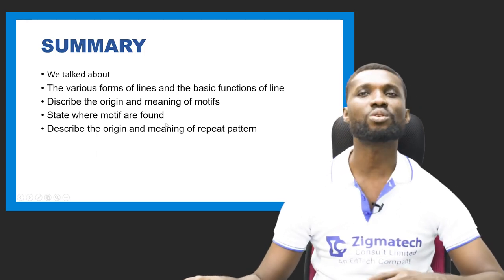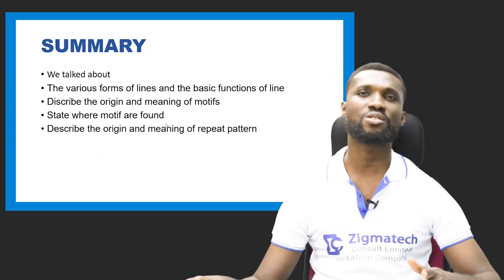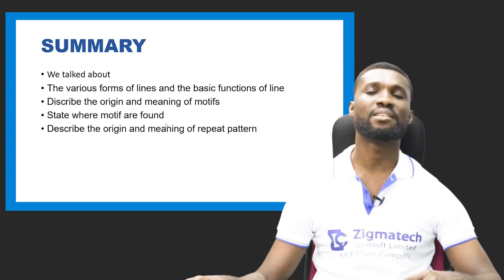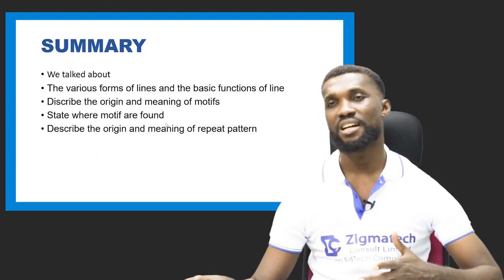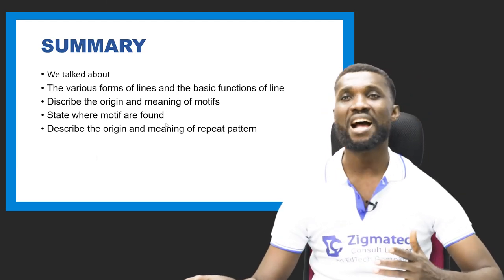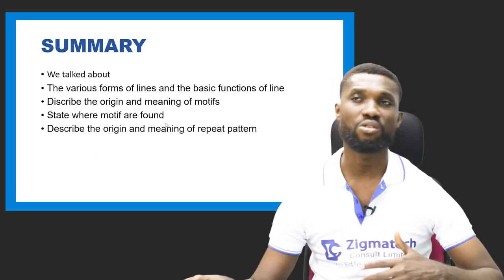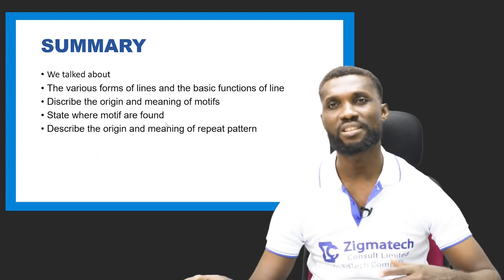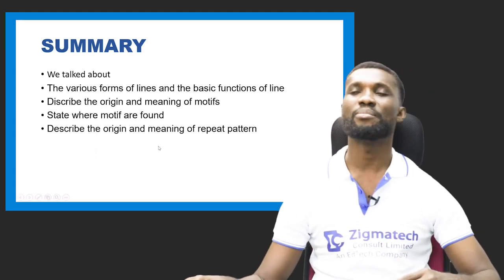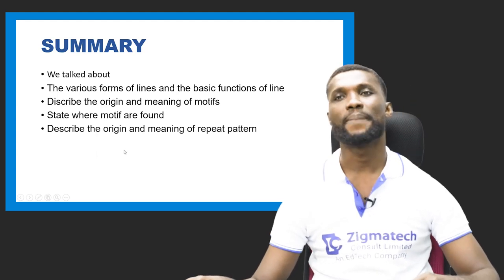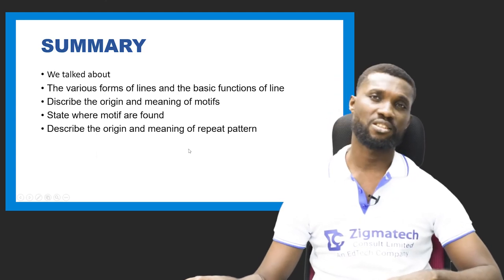So in summary, we talked about the various forms of lines and the basic functions of line. We also discussed and described the origin and the meaning of the word motif, what it means and what it stands for. And we also looked at how it is found. I told us motif can be found in nature, abstract, geometric, artificial, etc. We also described the meaning of repeat pattern. So these and even more are the things we discussed in this section.